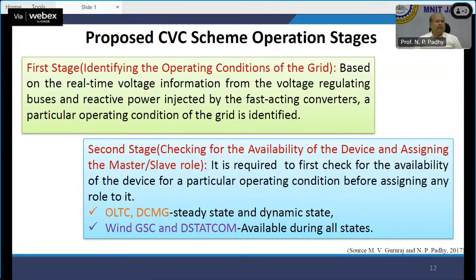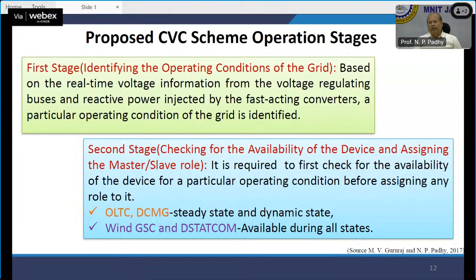The second stage is the master-slave concept. That means you first check the availability of the device for a particular operating condition. Is anybody there to evacuate the reactive power, whether they do have something or they've already evacuated? Am I right? Check the operating condition before assigning any role to it. I am forcing my converter, the microgrid, to extract reactive power, but it has none. That is a very important part you need to identify. Who are the devices in the system currently having some reactive power reserve which can be evacuated? So OLTC, DC microgrid in steady state and dynamic states, and wind and DSTATCOM are available during all states.